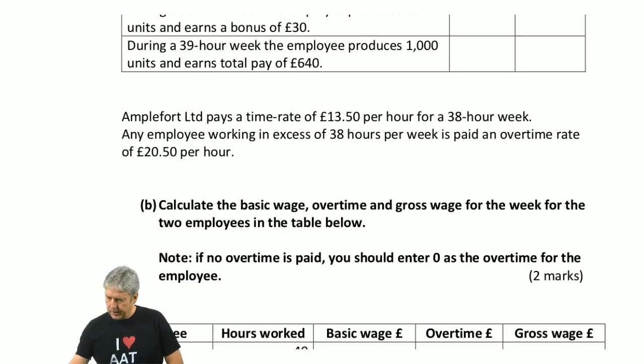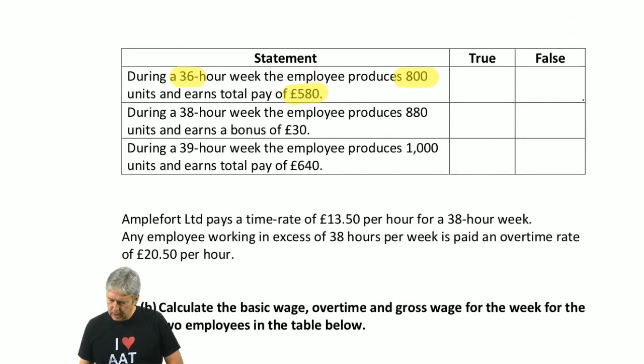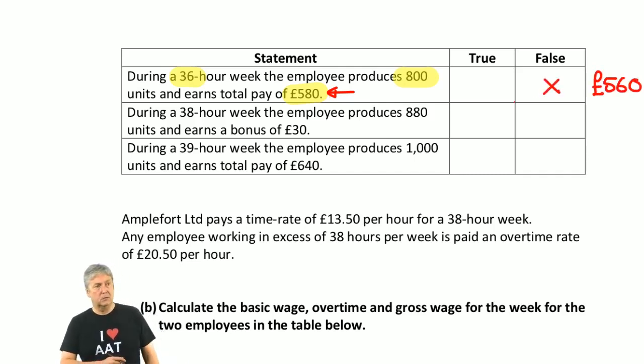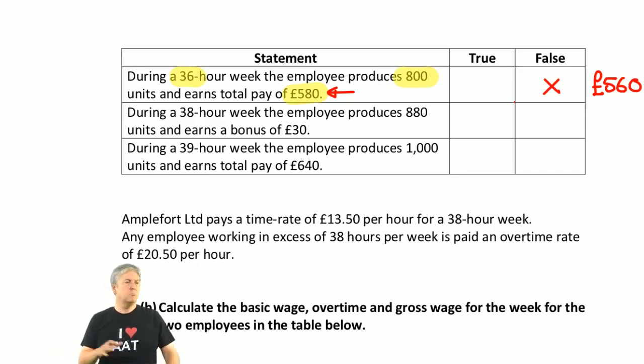So where are we? Up to the top. Well, the suggestion here is that the total pay was 580. We calculated, if you remember, 560. So that's false. Okay? Yeah, so this is not difficult. We can do it, can't we? Are there any questions? Is everyone happy?